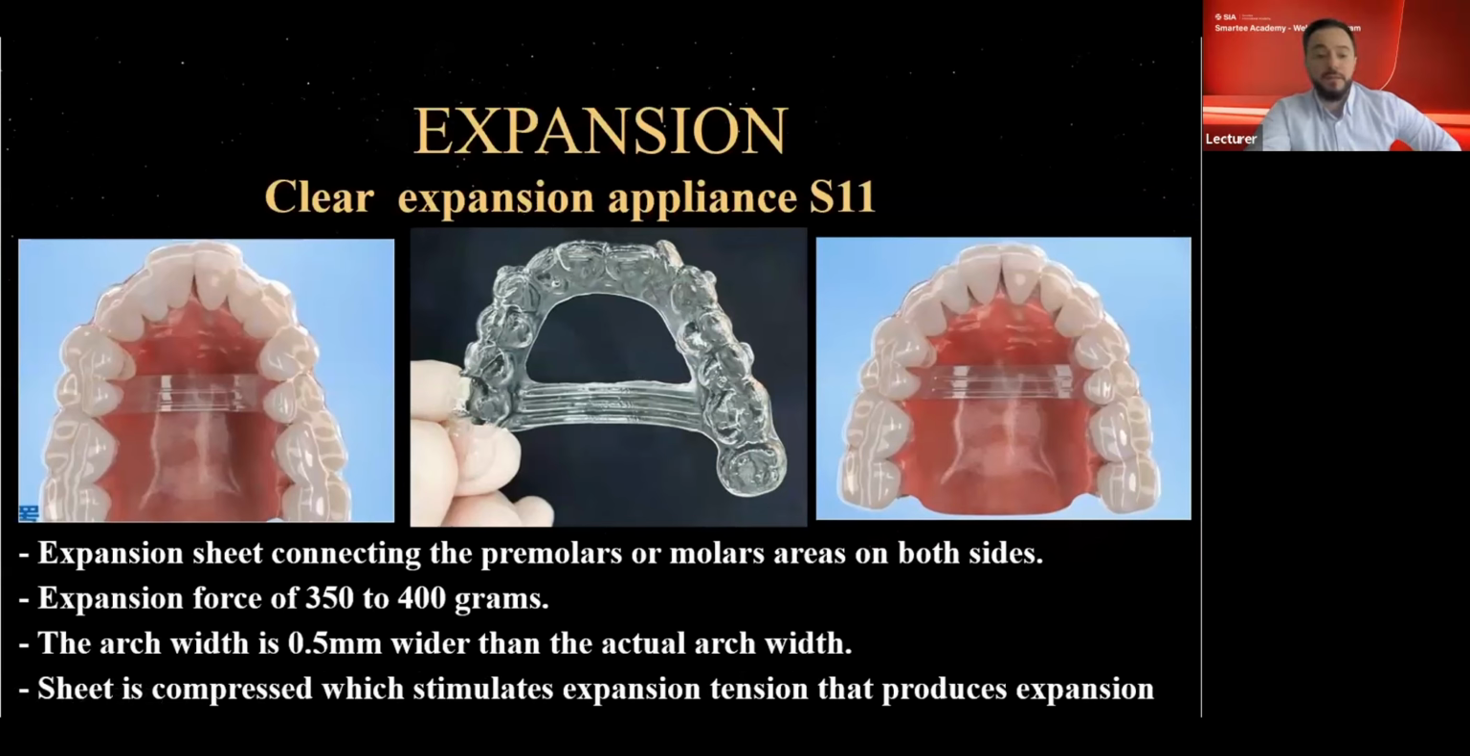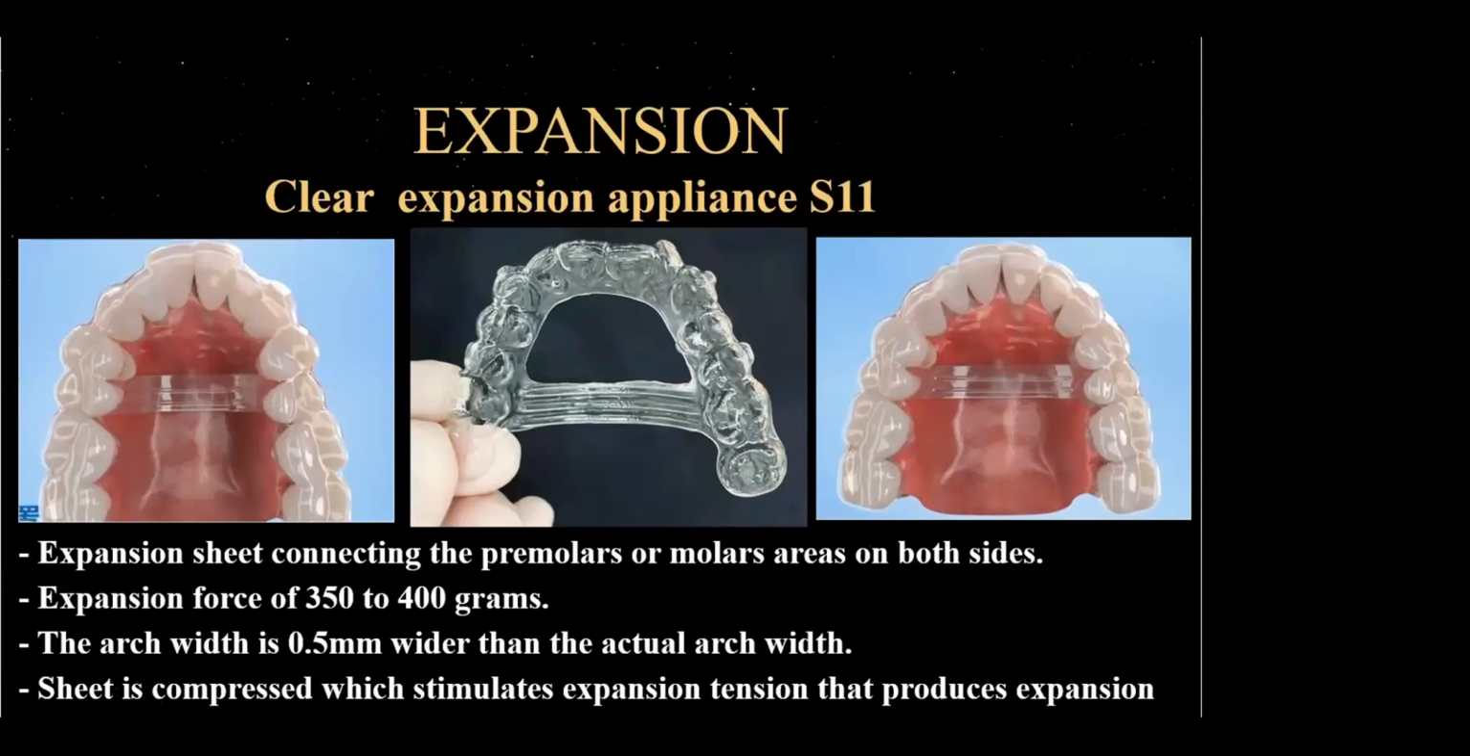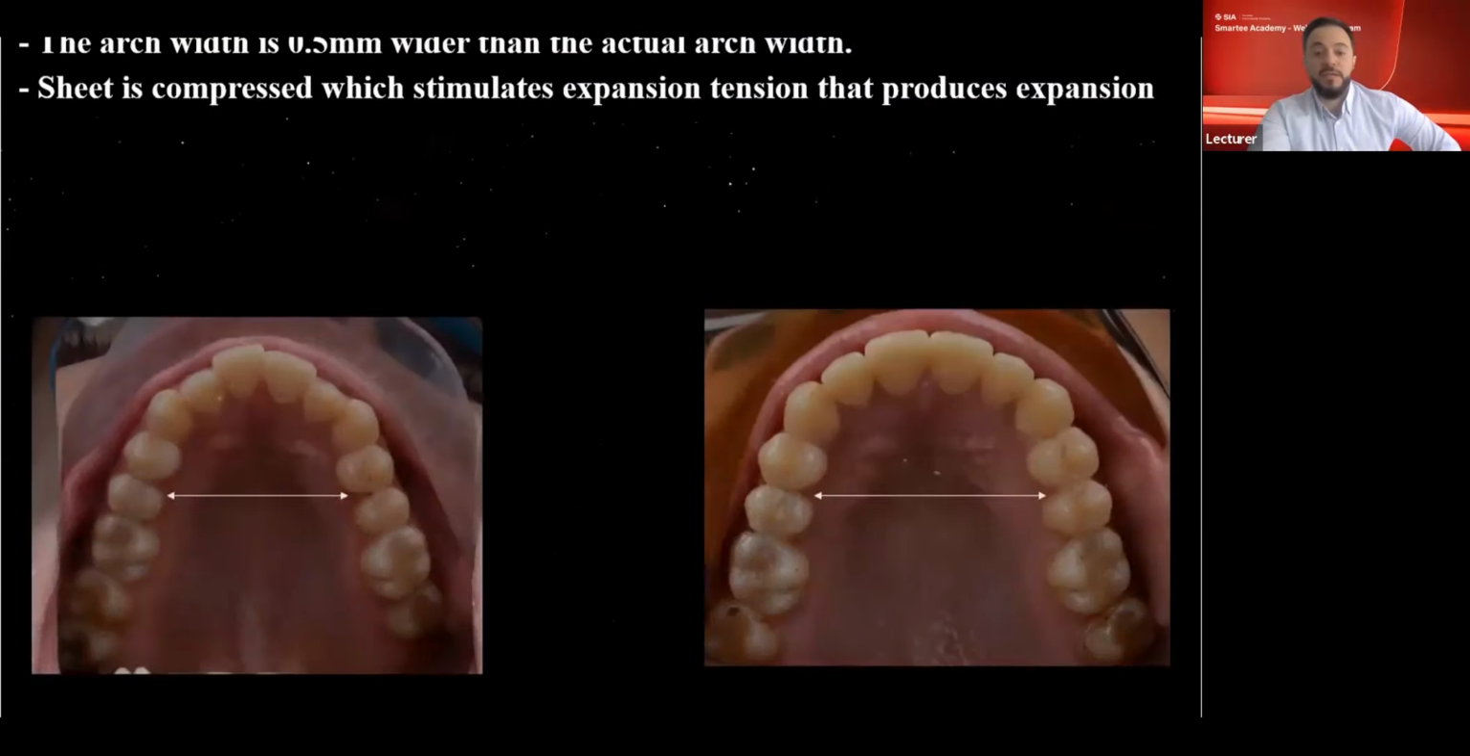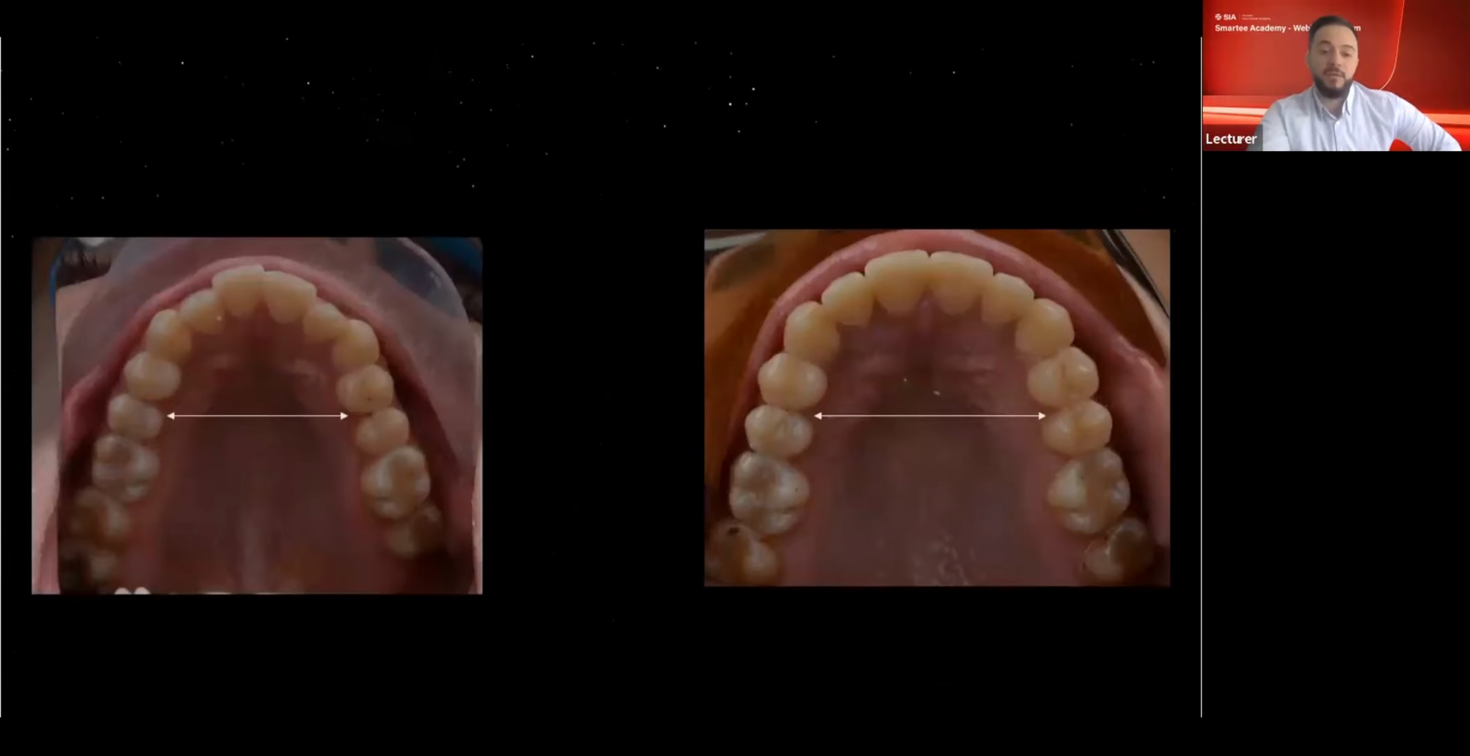What happens in these scenarios is that the aligner is about 0.5 millimeter wider than the actual arch width. So when the patient inserts the appliance, it will exert a tension force that can stimulate the expansion. We know expansion is a predictable movement using aligners, generally speaking. So imagine if we have also the clear expander. It will add more predictability and more efficiency to the expansion process.